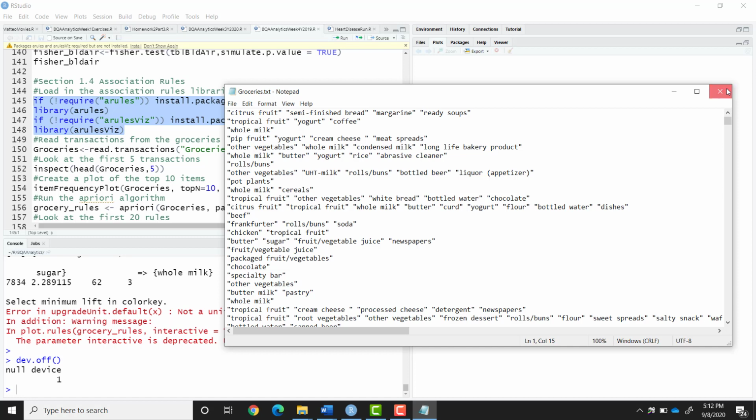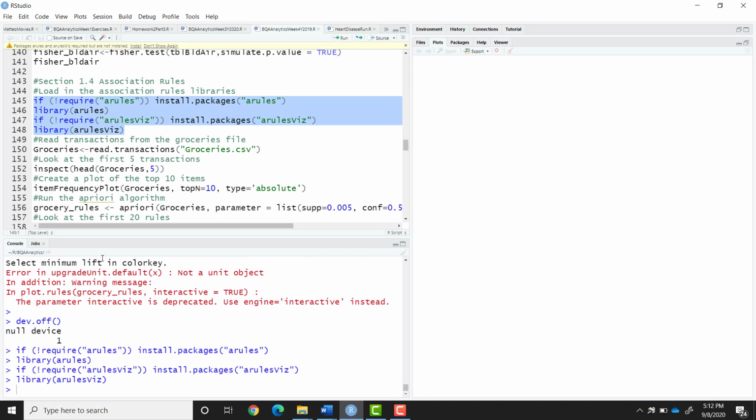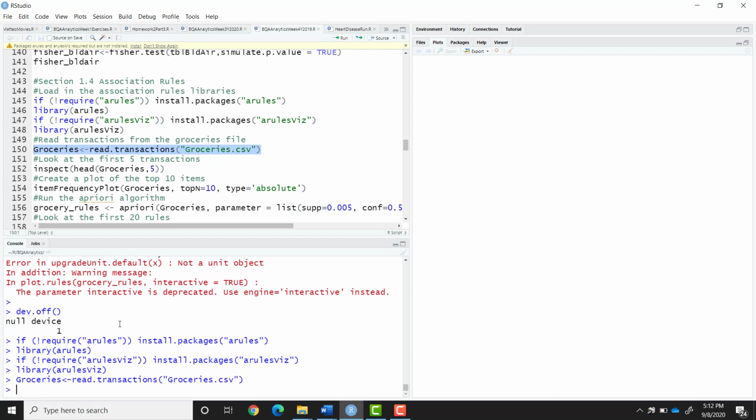So a very simple format. And we're going to use two libraries: arules and arulesViz. arules does the association rule mining, and arulesViz has a few graphics based on that. So let me run that code. We've loaded things. When you read in this file, it's not a CSV file, so from the arules library there's a function called read.transactions, and that will load in the groceries. And there's a function called inspect that lets you look at the transactions.